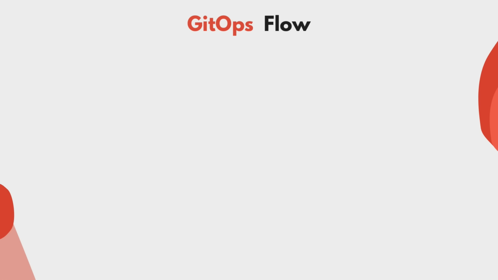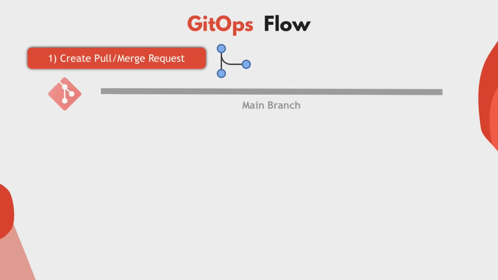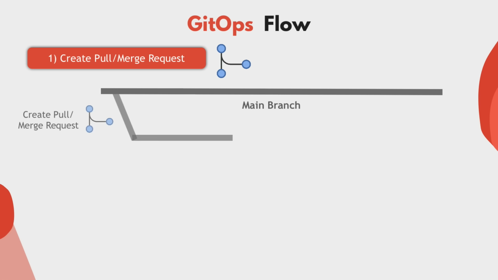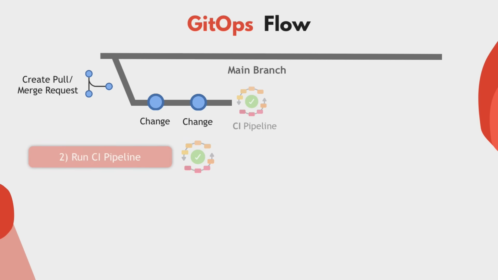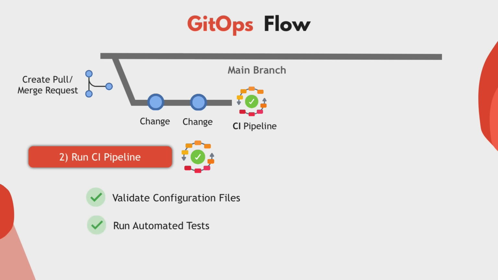Now, when you make changes, instead of just pushing to the main branch, you go through the same pull request process as for your application code. So anyone in the team, including junior engineers, can create a pull request, make changes to the code, and collaborate with other team members on that pull request. For these changes, you will have a CI pipeline that will validate the config files and test them just like you test application code changes.